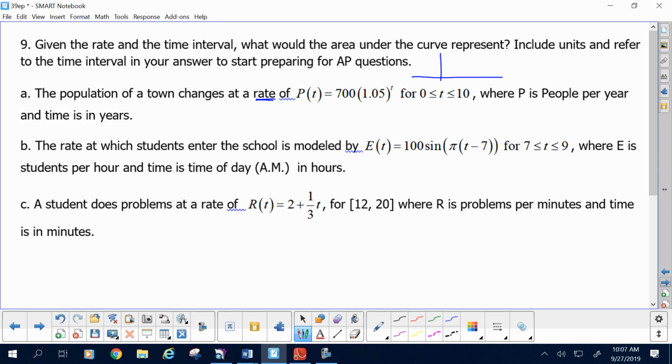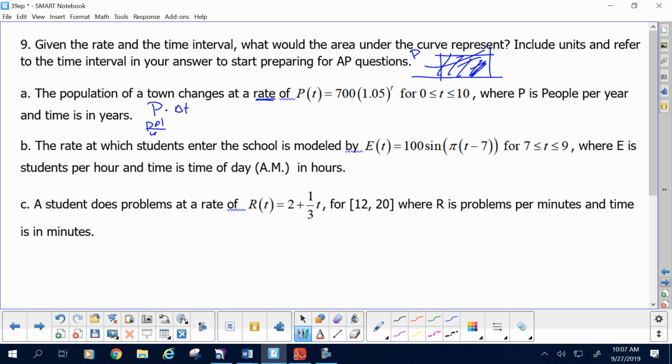exponential growth, which is common for population growth, for time 0 to 10 years, where P is people per year and time is in years. Now, you don't need to have a picture necessarily, but when you find the area under the curve, think units. The area is P times delta T. The units for P are, what does it say at the back end?